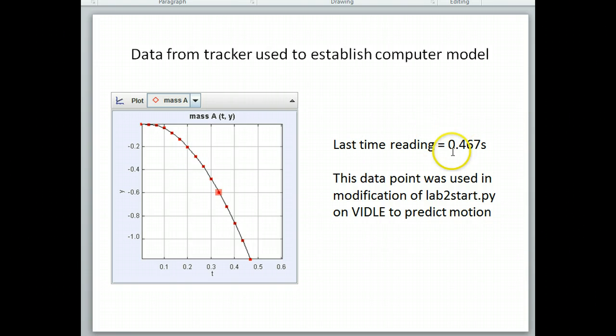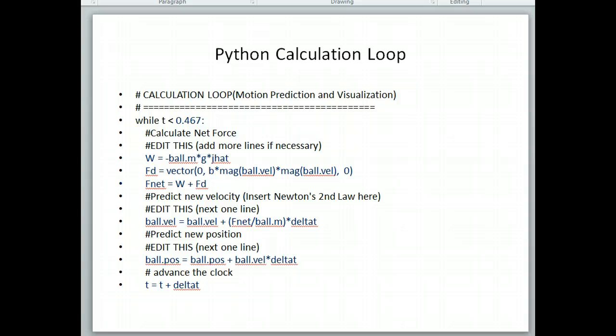I took the last time reading from tracker and used it in the Lab 2 Start PY program on VIDLE to predict the motion. The calculation loop was modified with the new time, and in this model, weight and drag force were inserted into the model to take account of those two factors.